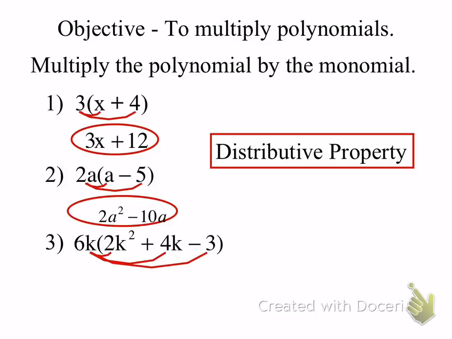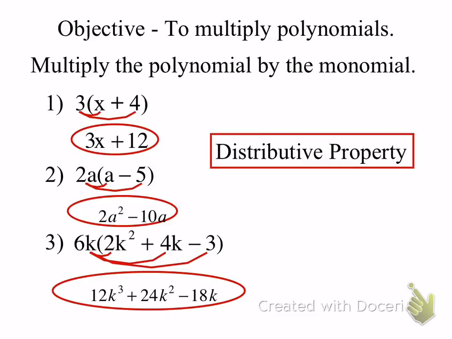Annabella? 12k cubed plus 24k squared minus 18k. Good. So we get 12k cubed plus 24k squared minus 18k. And every time we use the distributive property. So basically everything we do today is really just the distributive property. Fancier ways to look at it, acronyms, tricks. We're just using the distributive property.